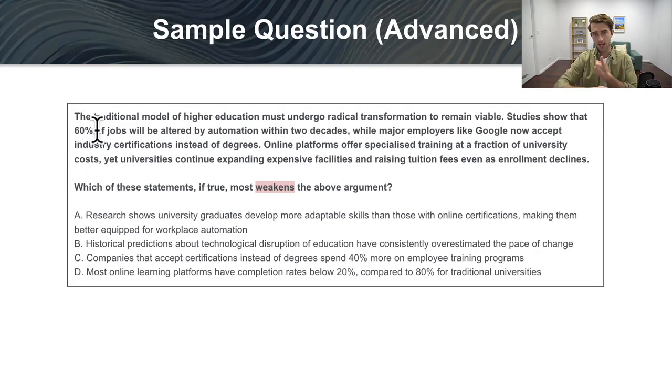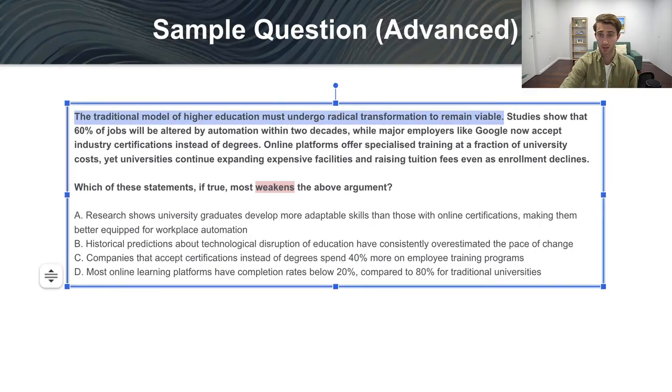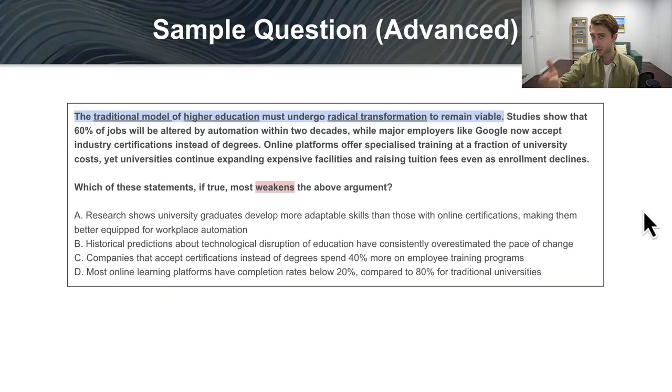But we know the first step is find the conclusion. What is the conclusion? It says a traditional model of higher education must undergo radical transformation to remain viable. To me, this looks like maybe the conclusion. The conclusion is that the traditional model of higher education, so the traditional model is one part of higher education. Higher education essentially means university, must undergo radical transformation. So radical transformation suggests it needs to change a lot. Not a little bit, not a tiny bit, not maybe a bit, but a huge amount to remain viable.